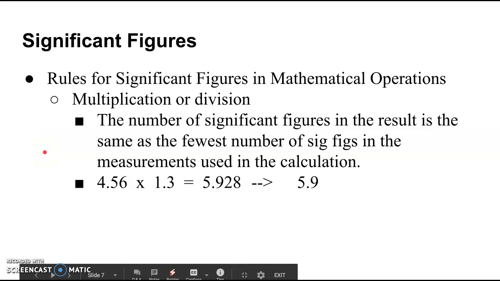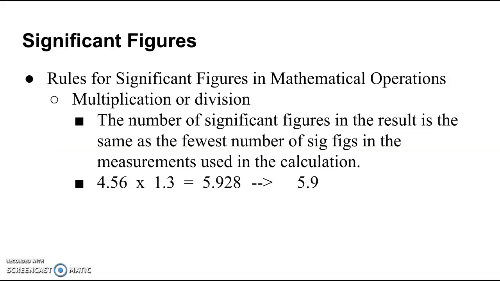Okay, next you want the rules for significant figures in mathematical operations. This is going to tell you how to round off your answers. For multiplication or division, the rule is the number of significant figures in the result is the same as the fewest number of sig figs in the measurements used in the calculation. If we're doing this operation right here, 4.56 times 1.3, when you plug that into your calculator, this is what you get. You want to get away from the habit of just writing down whatever shows up on your calculator screen as your answer. You want to round off to the correct number of sig figs.